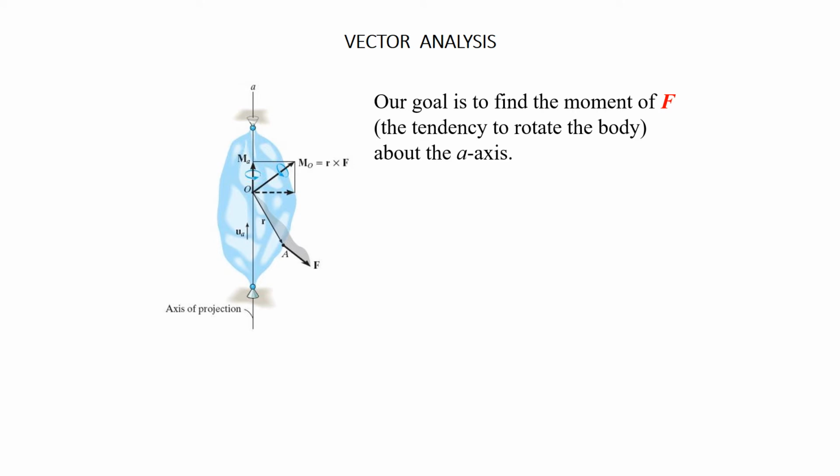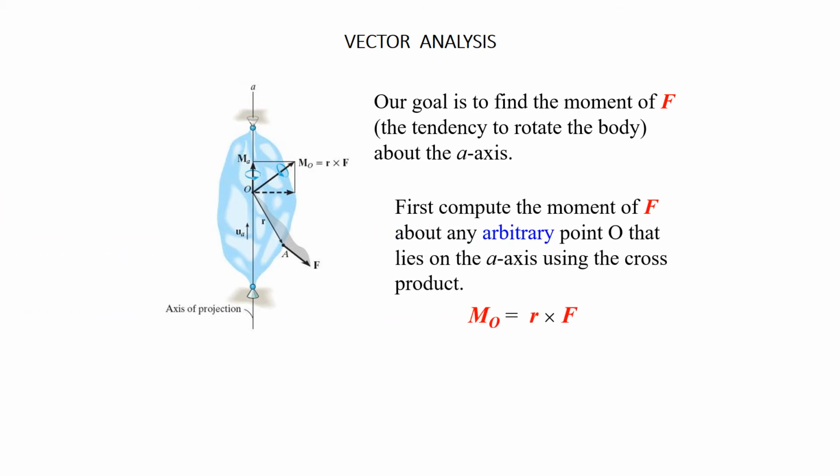The easiest way to do that is with a vector analysis. Our goal is to find the moment of F, that is the tendency to rotate the body about the A axis. So we know the direction that we want to find the moment along, that particular direction or axis, and we need to calculate that using what we already know about how to calculate moments. So we'll start with that.